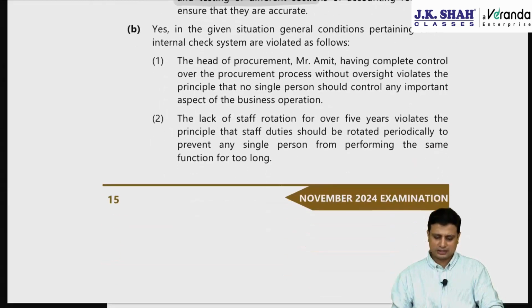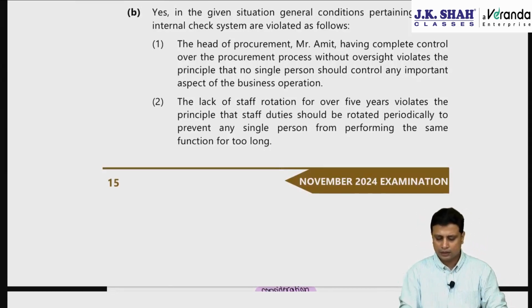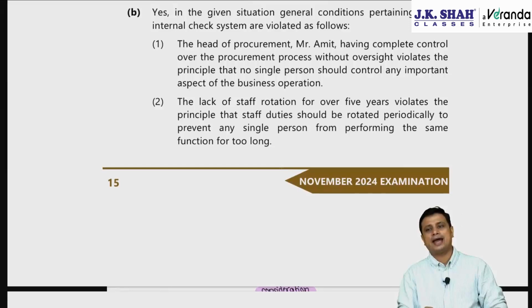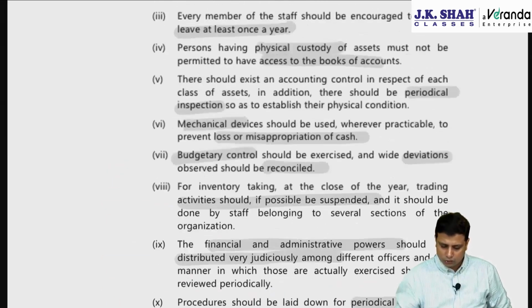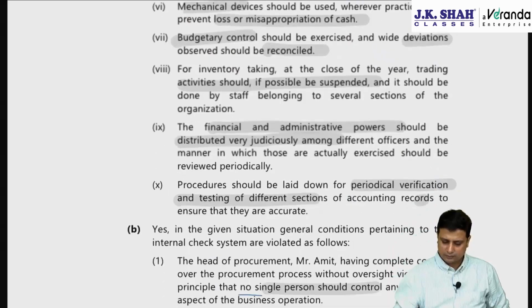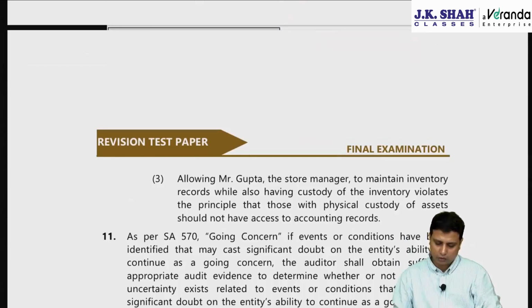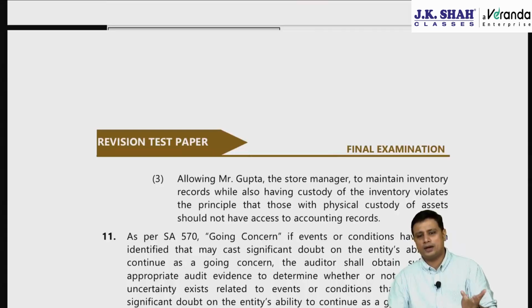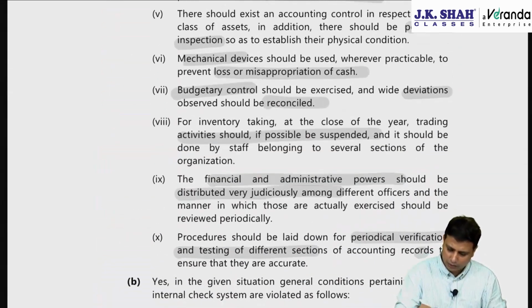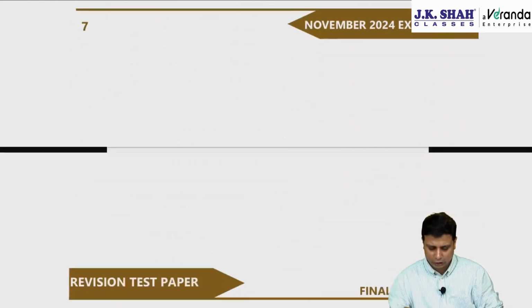Right? And the second part, we have to tell them that in all the 3 cases, the controls were not appropriate. The head of procurement, Mr. Amit, having complete control over procurement without oversight, violates the principle that no single person should have control. So this violates the first point that we discussed. Second was about job rotation, so we'll write that there was no job rotation for a long time. And lastly, we'll write that the person who has custody of the inventory cannot maintain the records. So this was our question number 10, that is materiality, risk assessment and internal control.